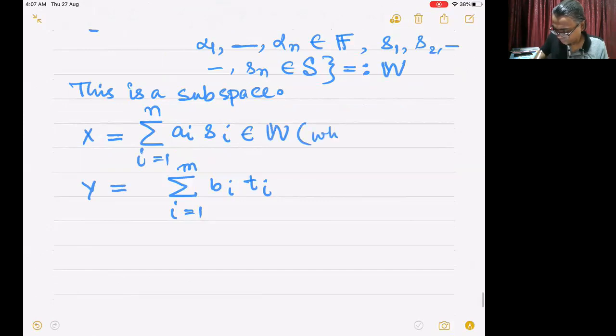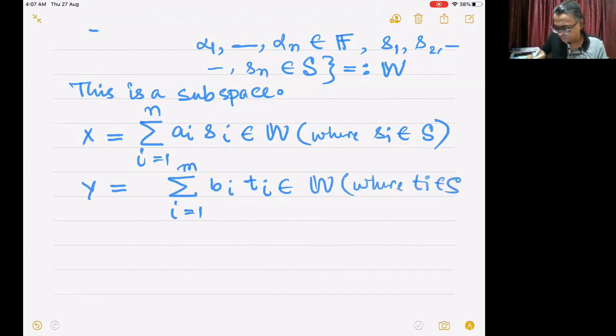Where these s_i are from the set S. And this is also in W. Why? Because we are assuming that these t_i are also in S. You're getting my point, right? So all I'm saying is nothing profound. I'm just looking at one linear combination of vectors from S, and another linear combination of vectors from S.